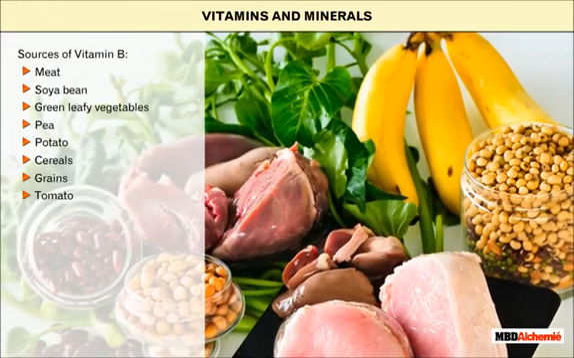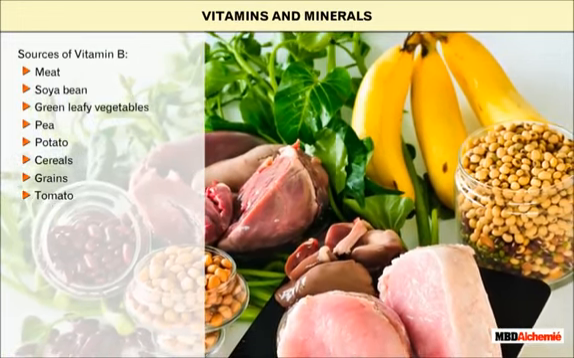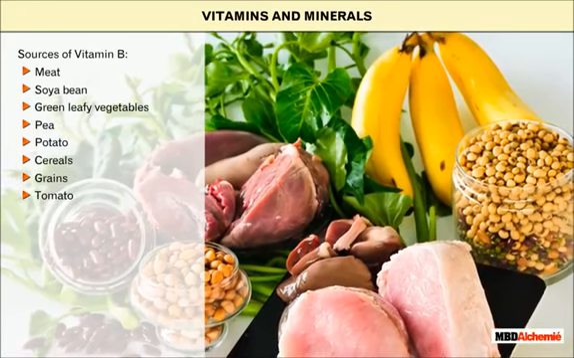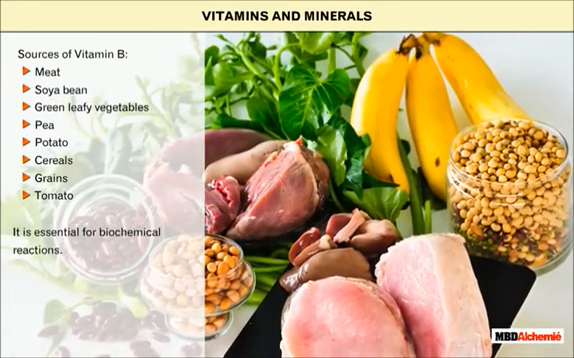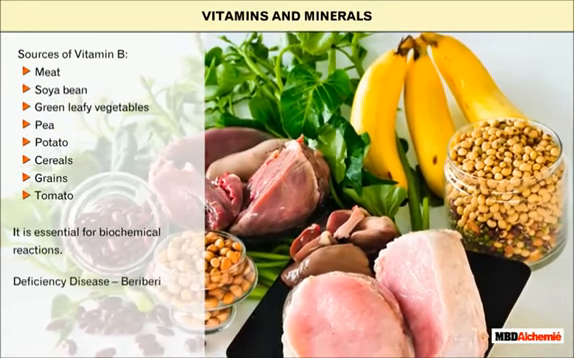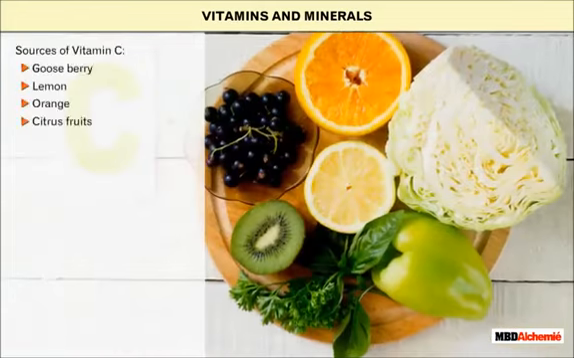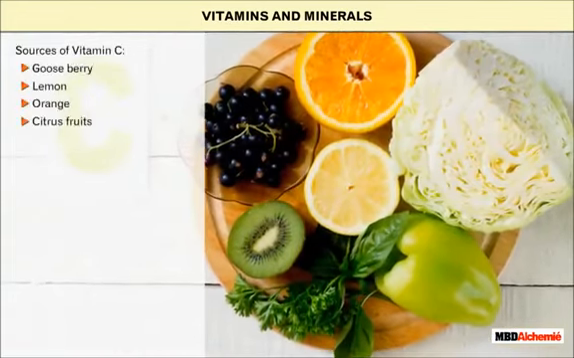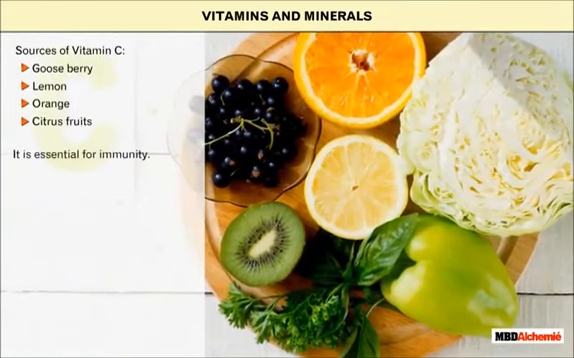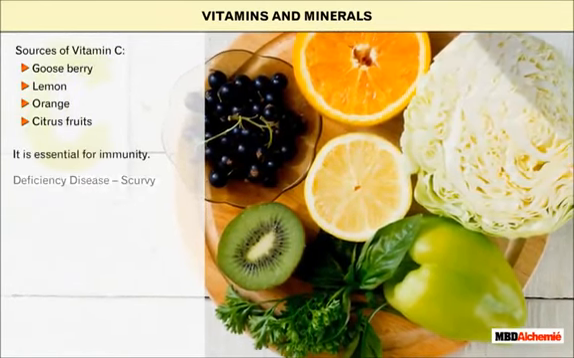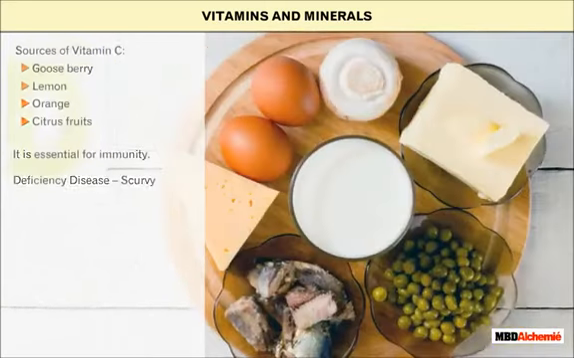Meat, soya bean, green leafy vegetables, pea, potato, cereals, grains, tomato, etc. are good sources of vitamin B. It is essential for biochemical reactions. Deficiency of vitamin B causes beriberi. Gooseberry, lemon, orange and other citrus fruits are good sources of vitamin C. It is essential for immunity. Deficiency of vitamin C causes scurvy.